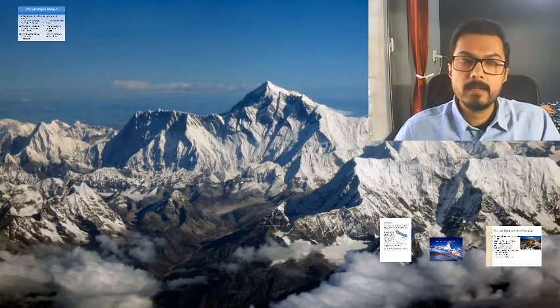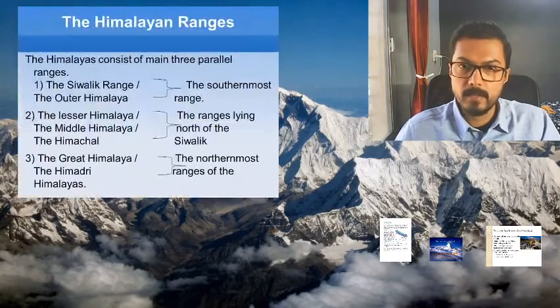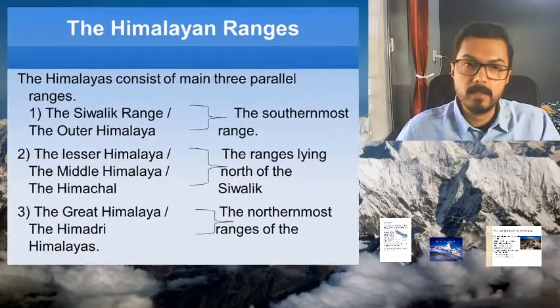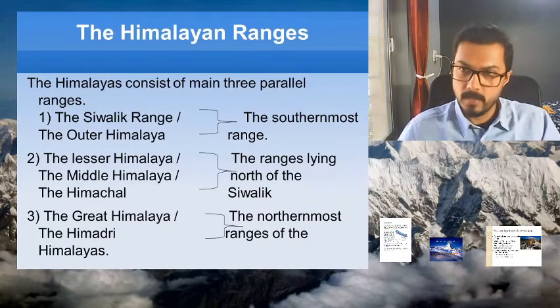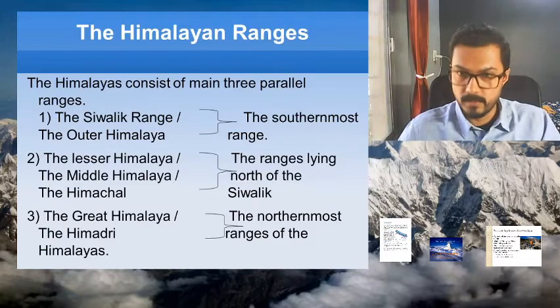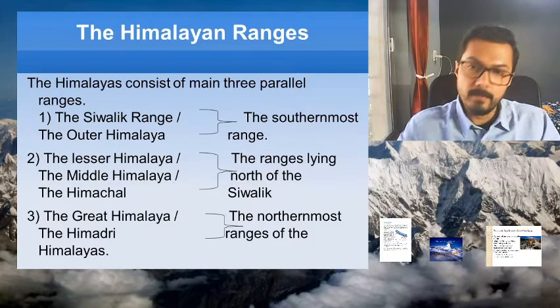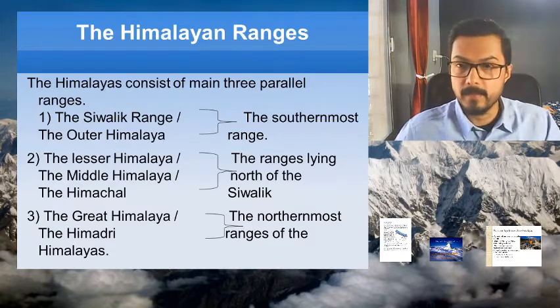Now, the Himalayan ranges are basically divided into three categories. We have three categories of the Himalayas to help us understand better. It's there on your screen over here. The Shivalik or the outer Himalayas, which is the lowermost part, the southernmost part of the Himalayas. And then we have the middle part or the lesser Himalayas, which is also called the Himachal.